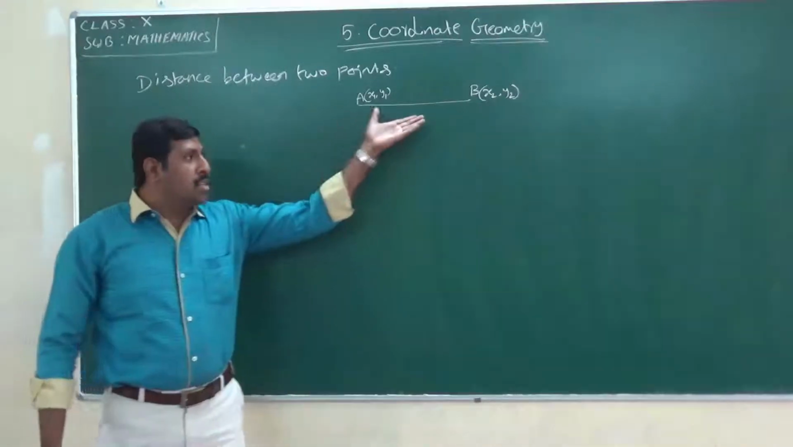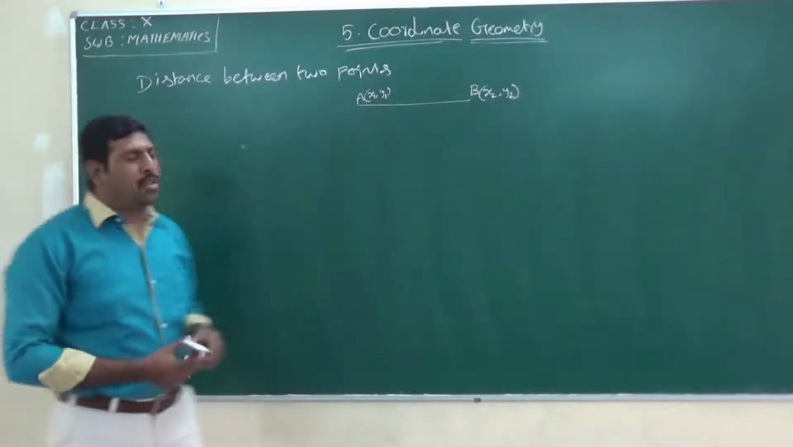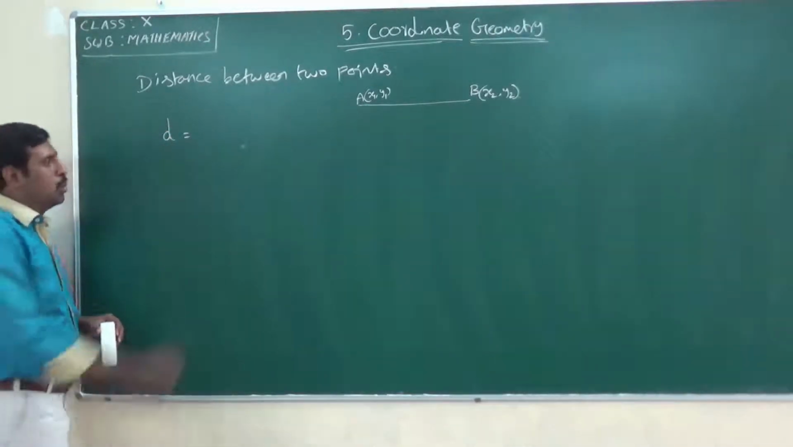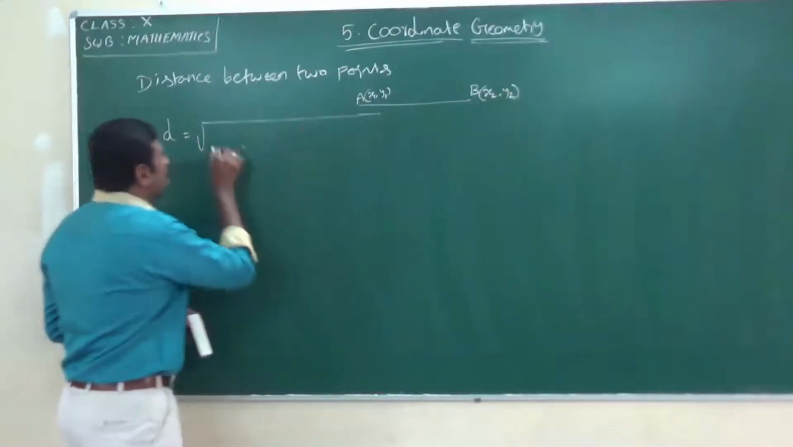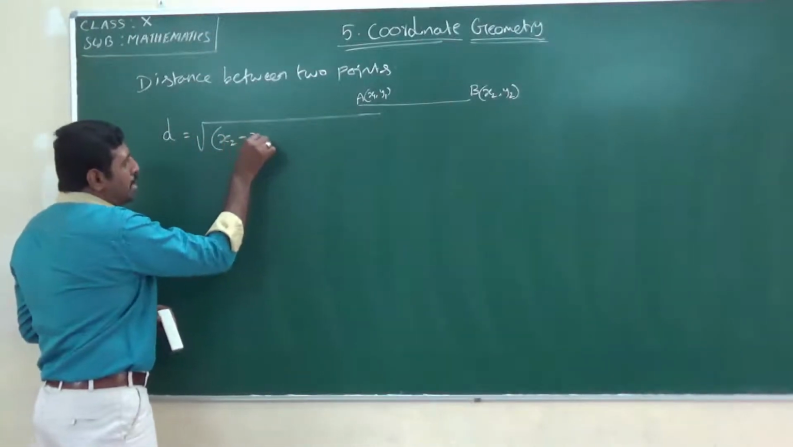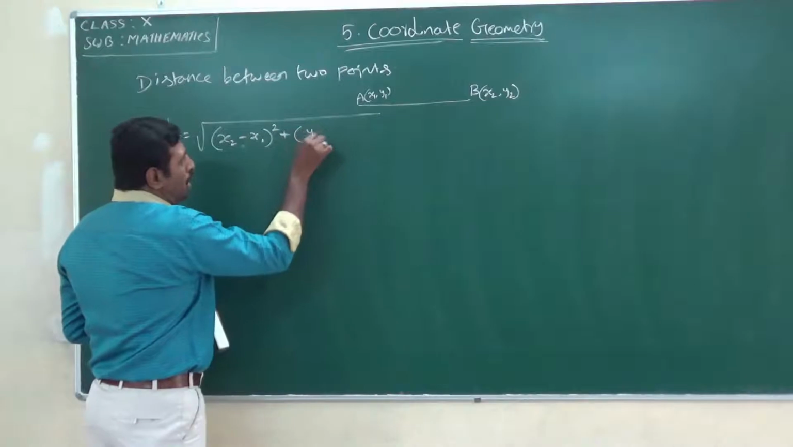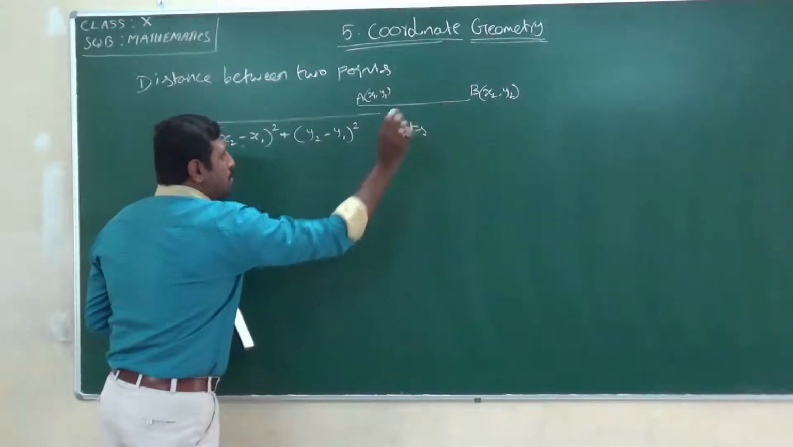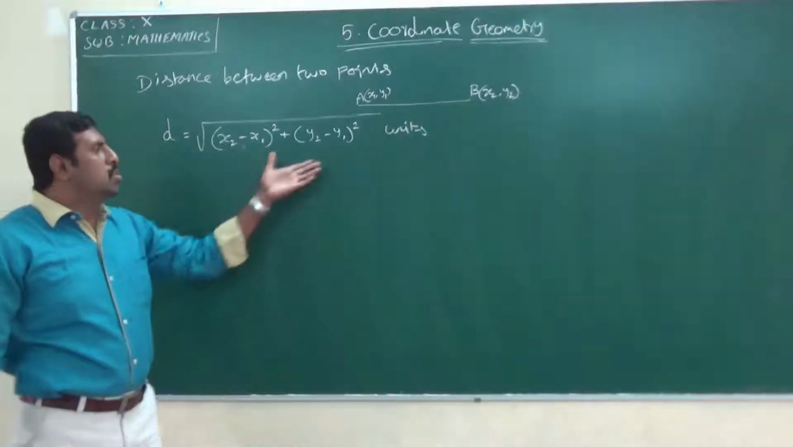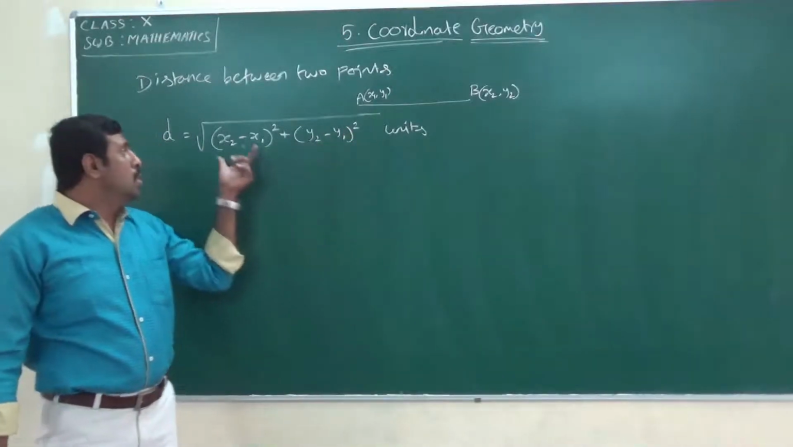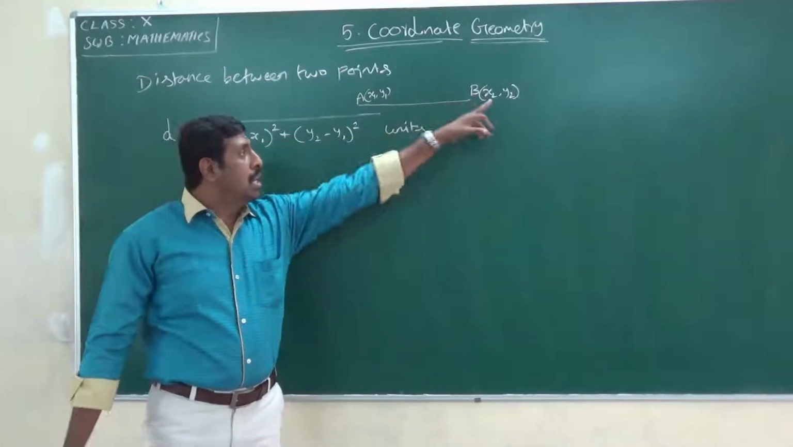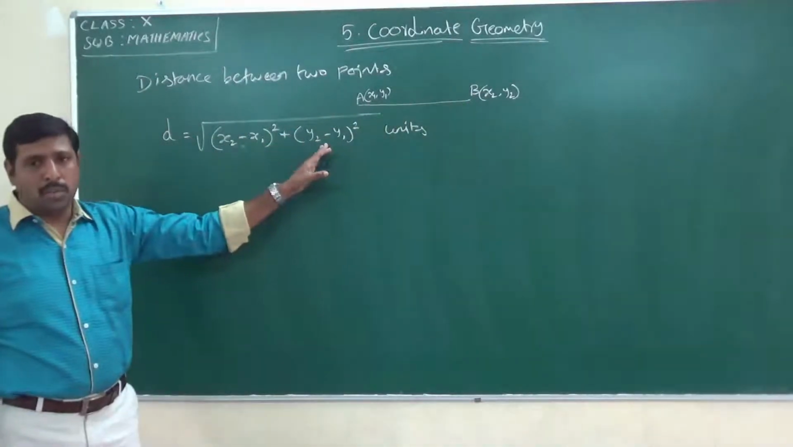When the two points are given, how to find the distance between them? We have the formula. The distance between the two points, d, is equal to the root of (x2 minus x1) whole square plus (y2 minus y1) whole square units. Here we are measuring that, so we have the units.